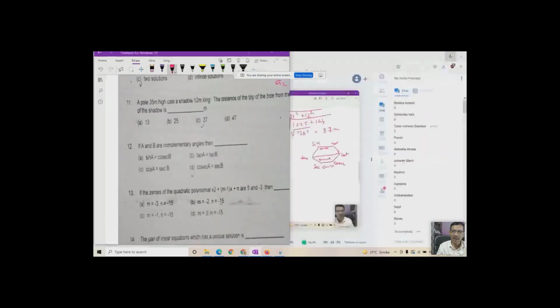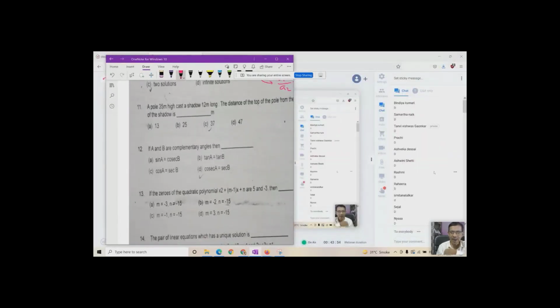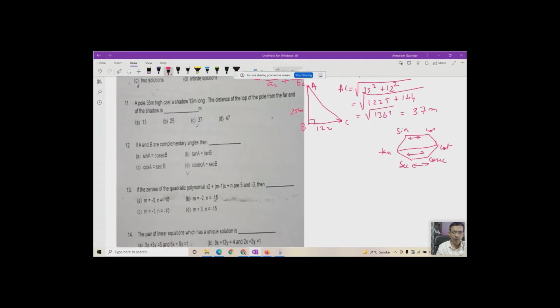Let me check the answer. Everybody has written D. That's nice. D is correct because cosec and sec are the two co-functions, and when two angles are complementary, the equality holds for co-functions. You can remember co-functions based on this super hexagon. So the correct answer is D.